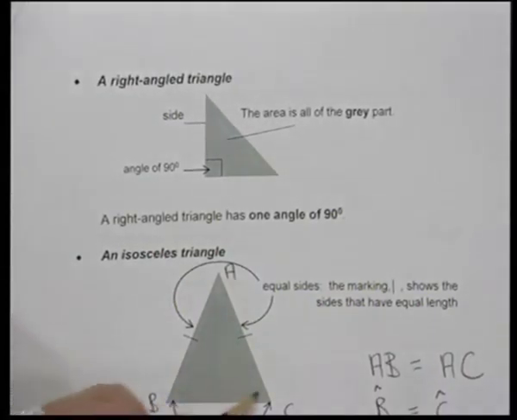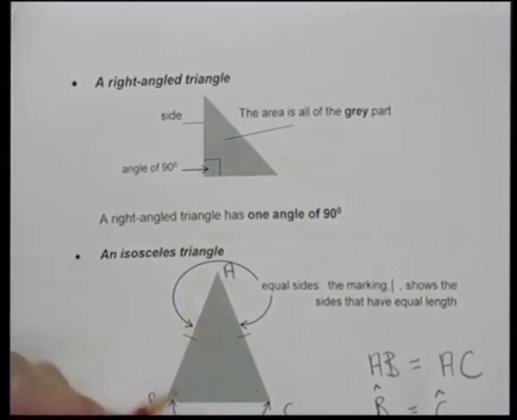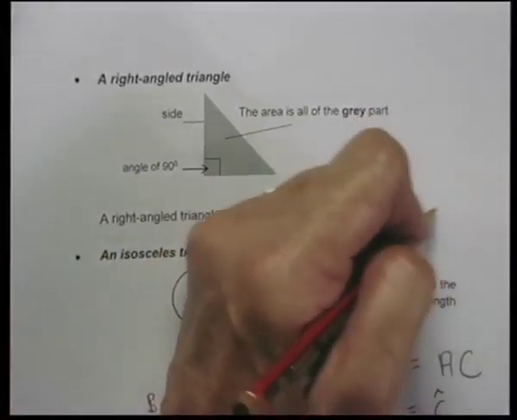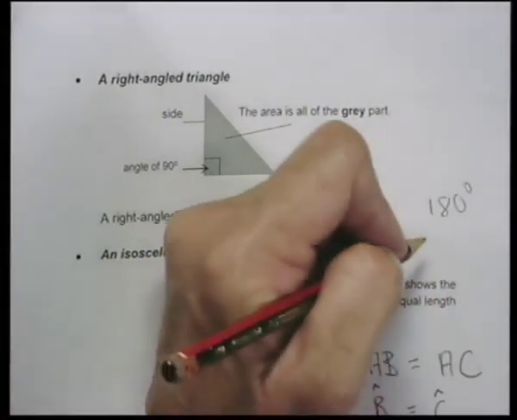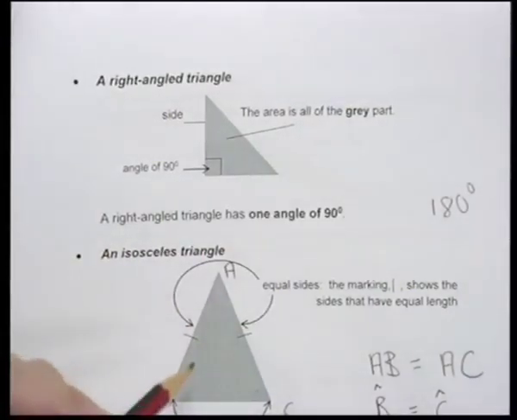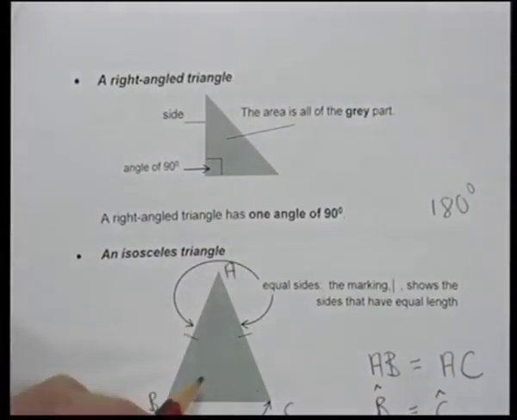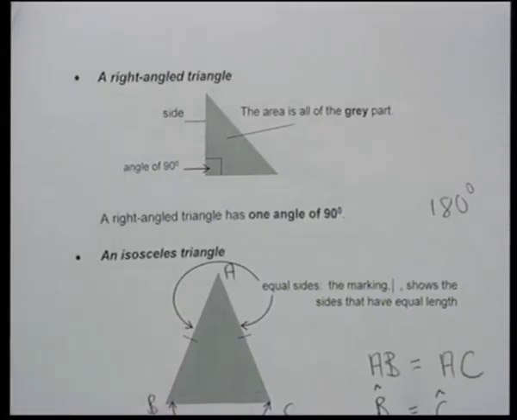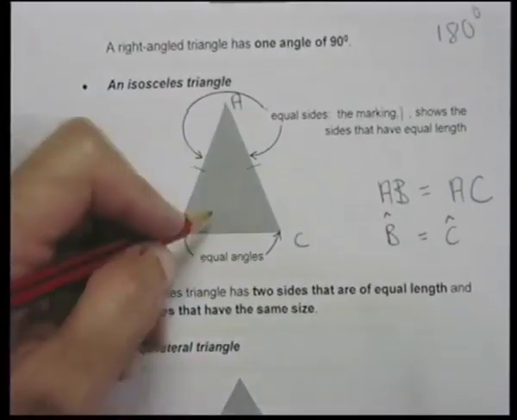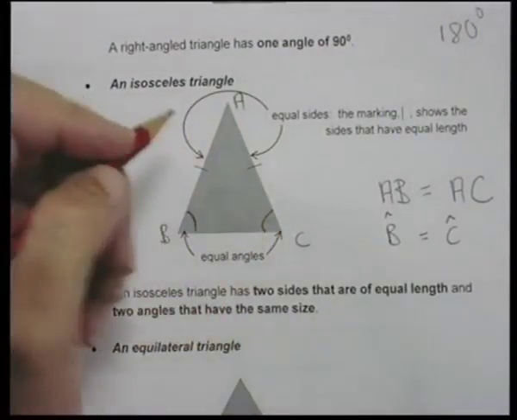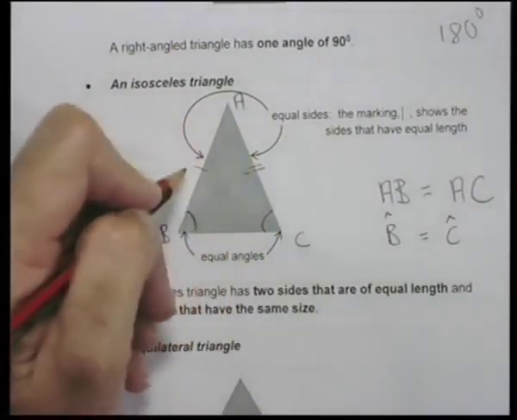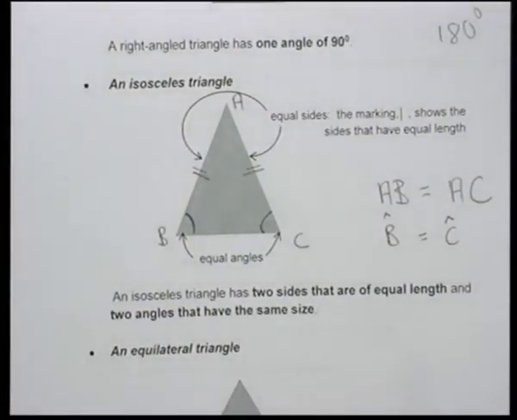Right, it could be 80 degrees each, or not 90 because that's too much, because we know that all the angles add up to 180. So one angle of a triangle can't be 90 degrees. If you have two angles in an isosceles triangle, the two angles, B and C, are equal, and the sides AB and AC are equal.